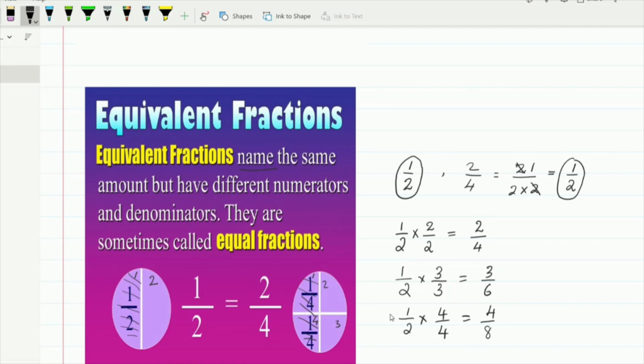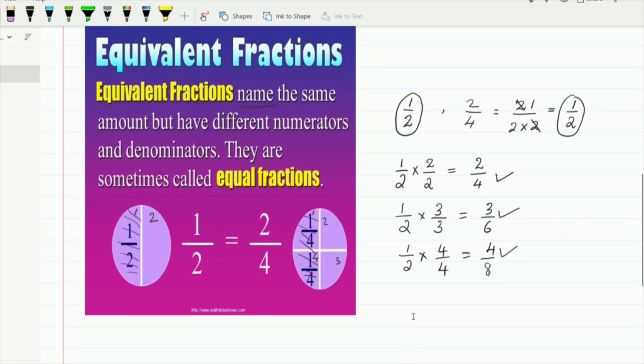So we are getting here the equivalent fractions of 1 by 2: 2 by 4, 3 by 6 and 4 by 8. These all are equivalent fractions. So from this we can conclude that for getting the equivalent fraction, we can multiply both numerator and denominator of the given fraction by the same number, then you will get the equivalent fraction. So that concept is coming again.